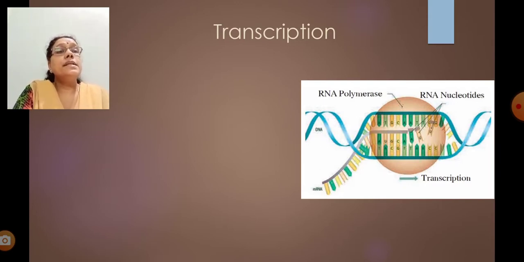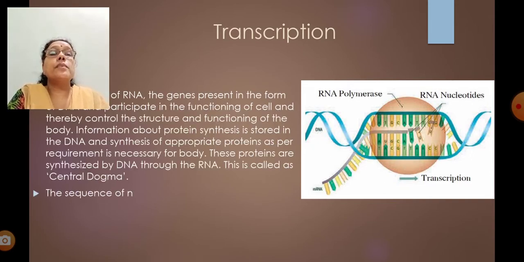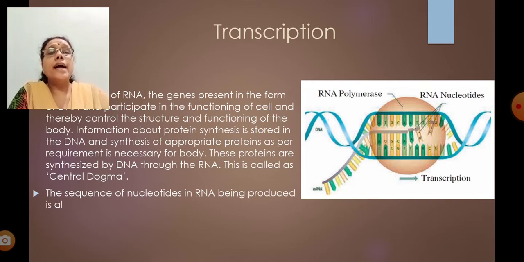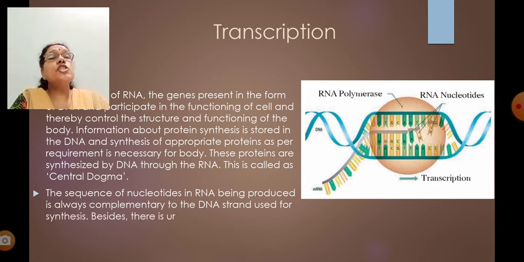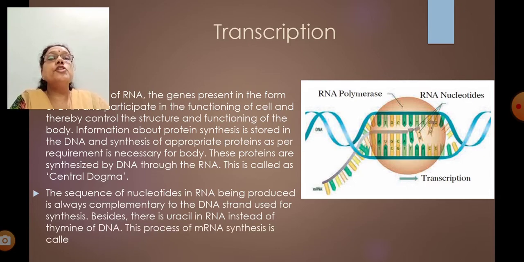Next is the mechanism of heredity. Transcription, that is the first one. In the picture, RNA polymerase, RNA nucleotide and transcription are all shown. With the help of RNA, the genes present in the form of DNA participate in the functioning of the cell and thereby control the structure and functioning of the body. Information about protein synthesis is stored in the DNA, and synthesis of appropriate proteins as per requirement is necessary for the body. These proteins are synthesized by DNA through the RNA. This is called the central dogma.